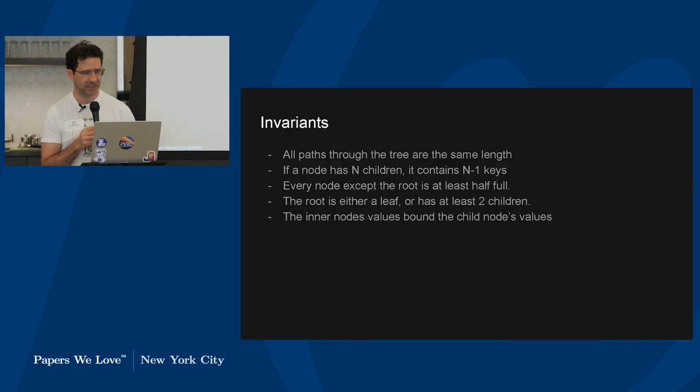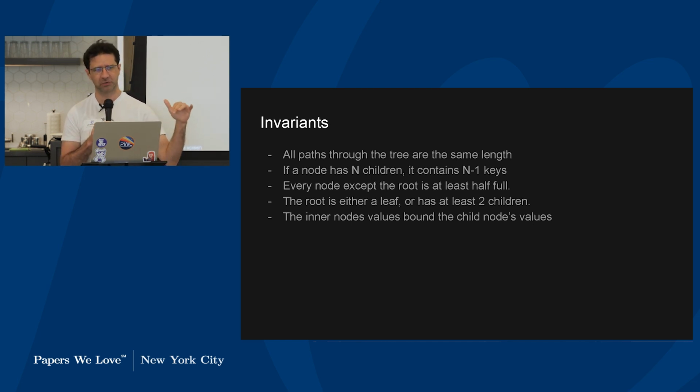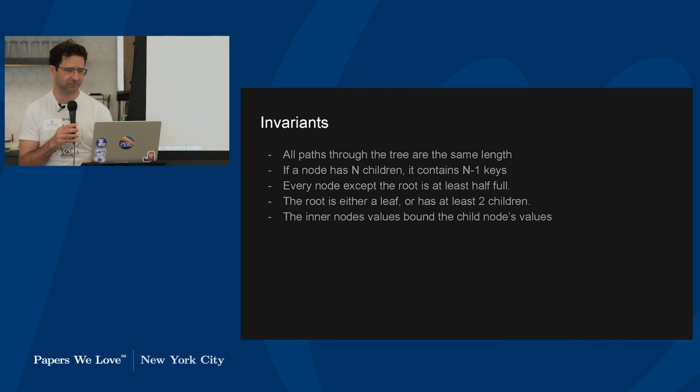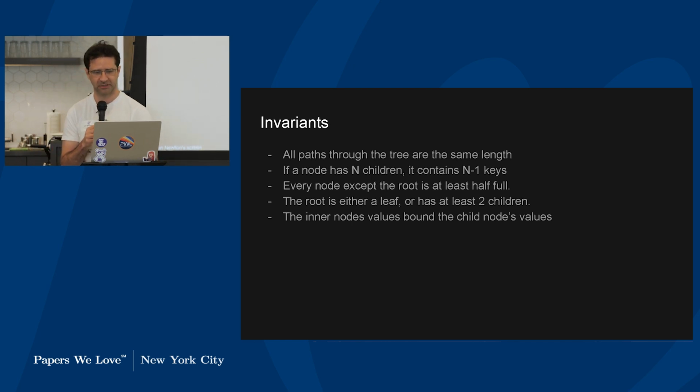Each key bounds the children of the node. So the keys constrain the range of each child. Every node except the root is at least half full, and that's one of the properties that you use for balancing the tree. The root is the exception. It either is a leaf node, so you have a single node tree, or it contains at least 2 children, because if you had a single child in the root, you could just go down a level and delete the root. And the inner nodes bound the child's values, as I already mentioned.